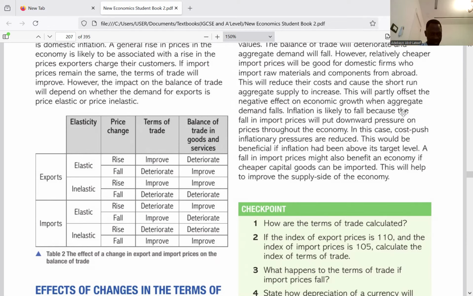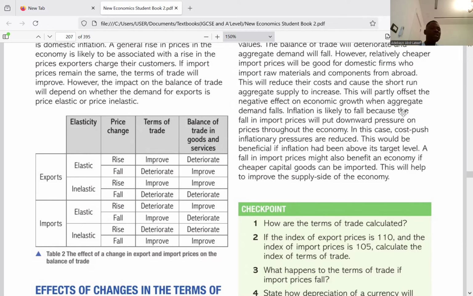A fall in price will improve the terms of trade, but will deteriorate the balance of trade on the current account. Why? Because imports will be more than exports, and if imports exceed exports, it deteriorates the balance of trade. You get the point here, right? It's clear, right? Then if import is inelastic, a rise in price will deteriorate the terms of trade and will deteriorate the balance of trade. I think you understand the point, right?